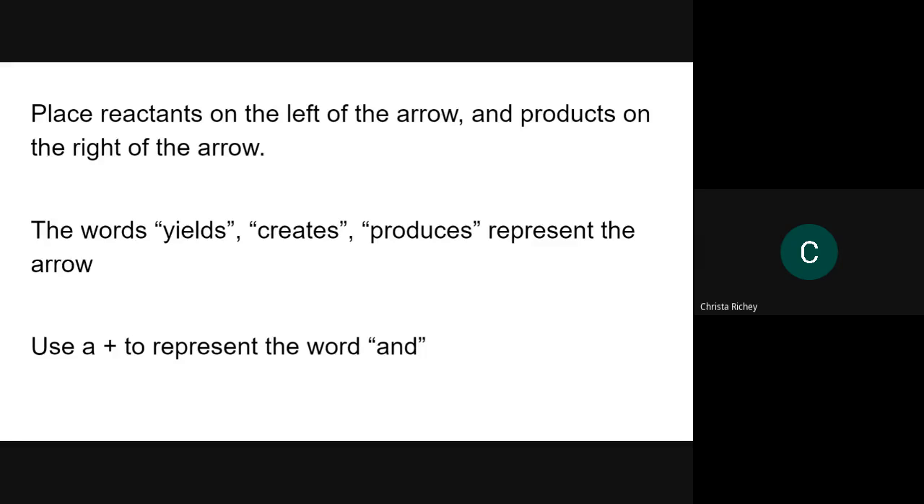But if there's more than one product, remember all products, they're the things that are ending. If there's more than one of those, they get a plus. The word and is a plus sign. If it's formed, if it's produced, if it's created, if it's a yield, that's an arrow. But like I said, if you don't get the formulas right, the skeleton's wrong. If you don't get the skeleton right, the balancing's wrong. If you don't get the balancing right, the mole ratio is wrong. And if the mole ratio is wrong, say bye-bye to stoichiometry because you're never going to figure it out.